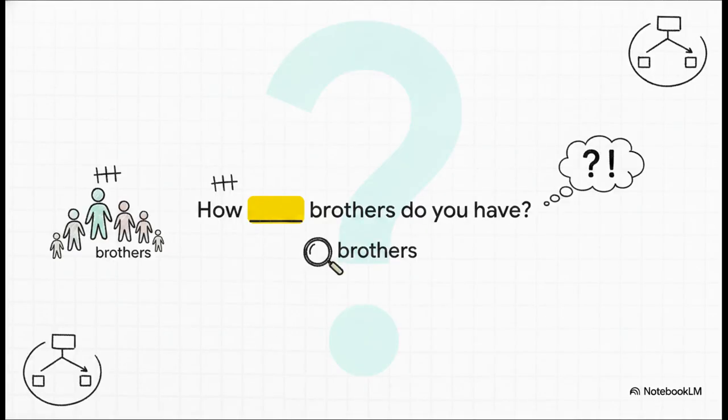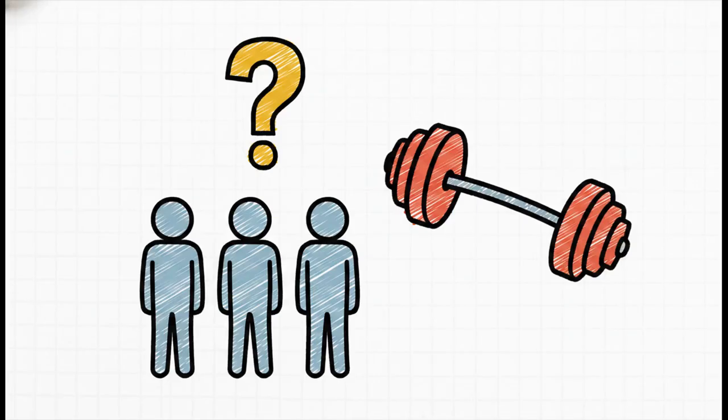Let's try a slightly trickier one. Number 3. How blank brothers do you have? The big clue here is the word brothers. Is that a noun we can physically count, or is it an abstract, uncountable concept? Right, because brothers are plural and you can count them one by one, and because this is a question asking about a potentially large amount, many is going to do the heavy lifting here. How many brothers do you have?